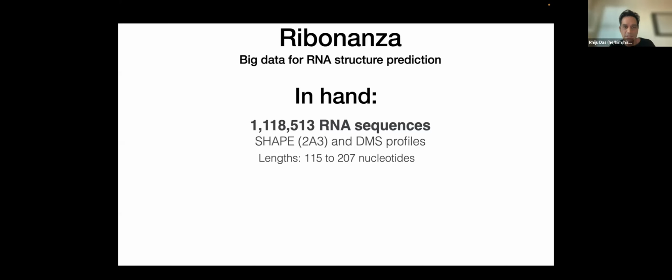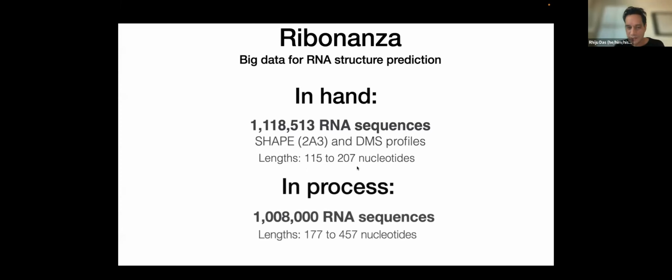And so we're in a situation now, and we call this the Ribonanza data set, which is also the title of this talk. We have a little over 1 million RNA sequences. For the aficionados, we have chemical mapping profiles based on a SHAPE methodology, a 2' hydroxyl tagging methodology, as well as dimethyl sulfate, or DMS. And the lengths here range from 115 to 207 nucleotides.